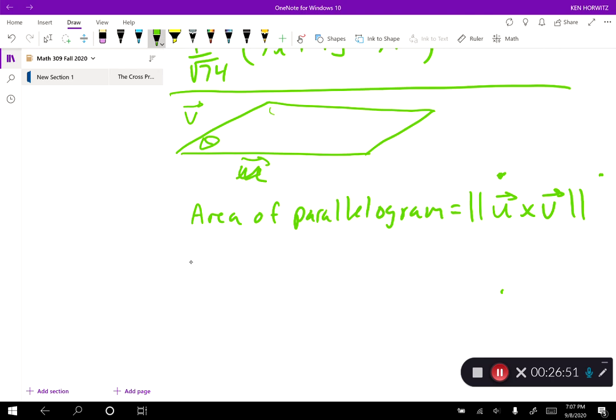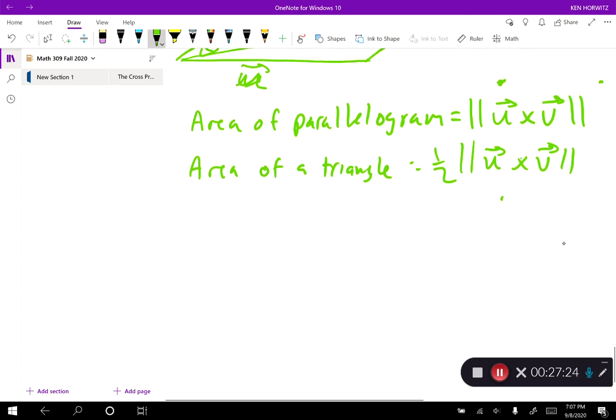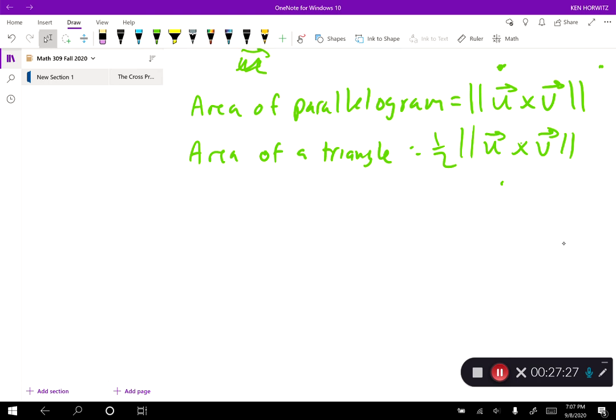If we were to do the area of a triangle, and u and v were adjacent sides, all it would do is cut the parallelogram in half. So I do 1/2 the magnitude of vector u cross vector v. These you can use to your advantage. So let's do one of these.